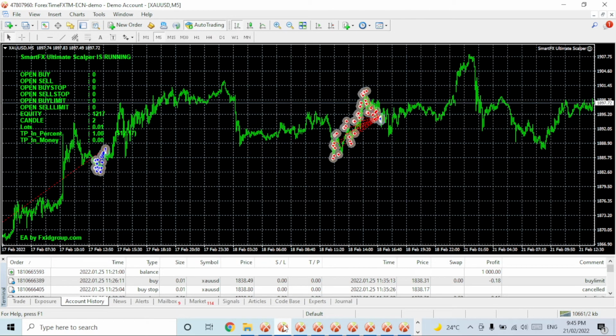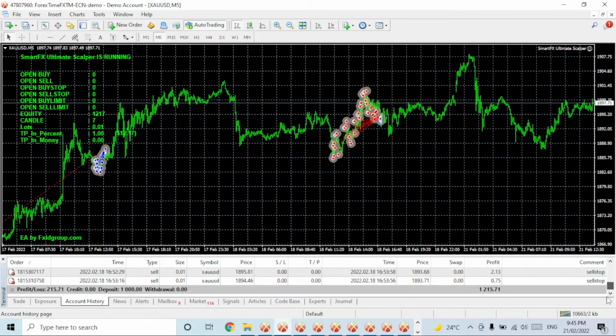Then we have SmartFX Ultimate Scalper, which has been going for about a month, and it has made $215. Not sure what the drawdown is on this thing. It's probably not very reliable because this laptop hasn't been on 24/5. Sometimes it does get turned off, not because of me, but because the thing just shuts down.